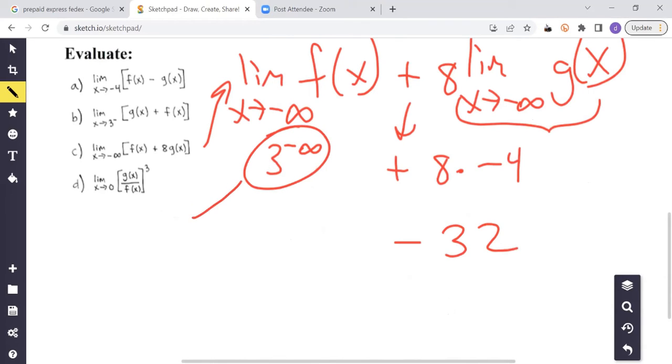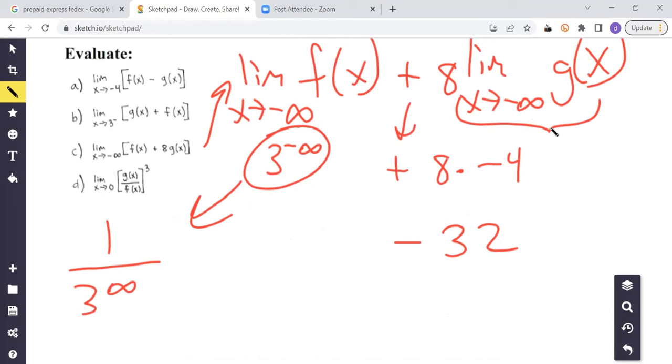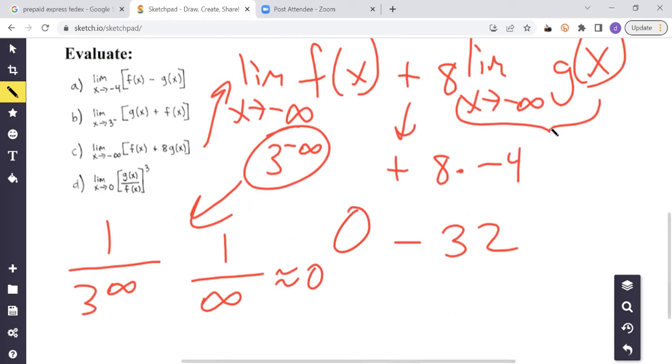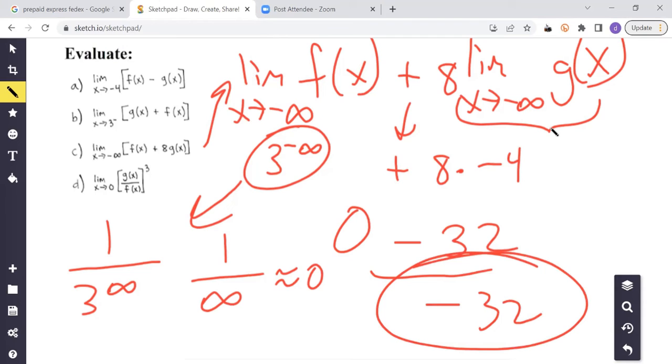Now, 3 to the -infinity is the same as 1/3 to the +infinity. Now, that's going to be 1/infinity because 3 to the power of infinity is basically infinity. And then 1 divided by infinity is basically 0. So you have 0 minus 32, and that's just final answer, -32.